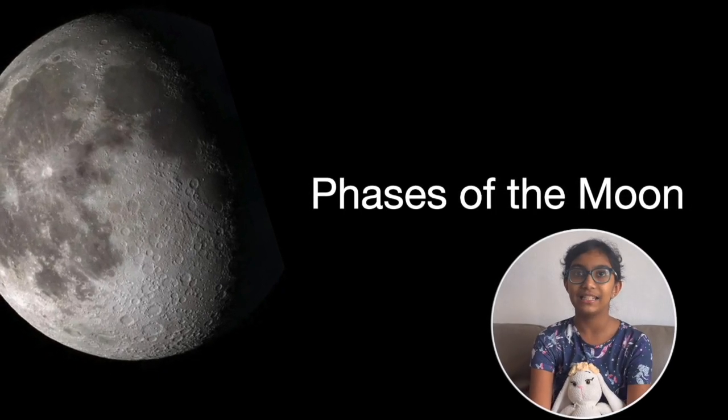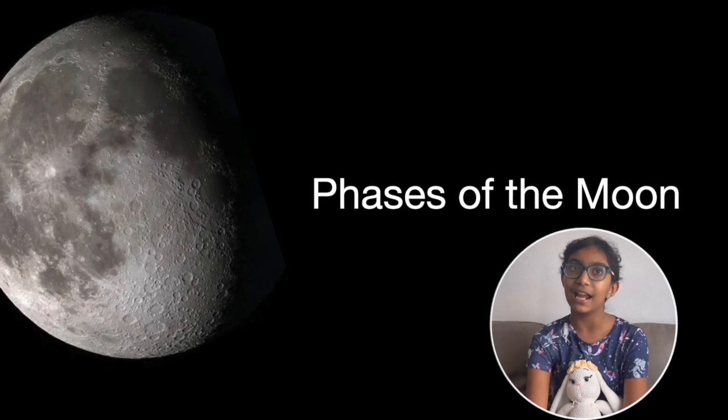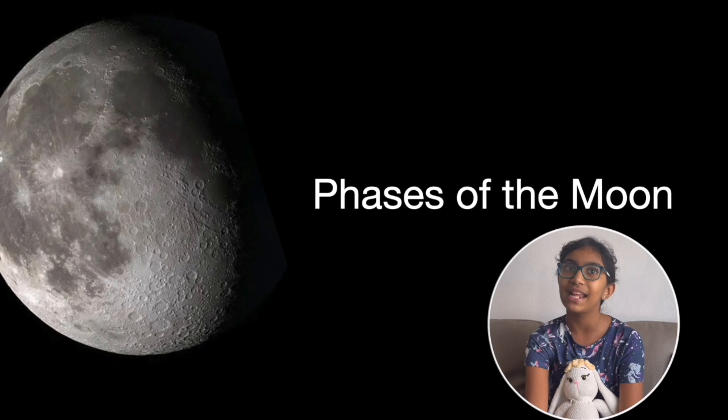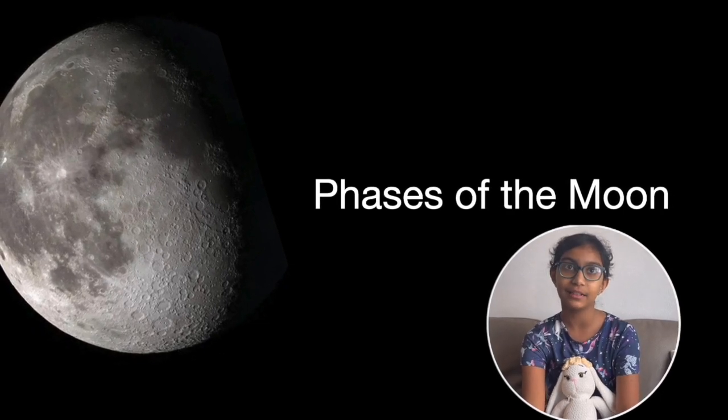Have you ever looked at the night sky and noticed that the moon changes shape? One night, it's a big bright circle, and another night, it's just a tiny sliver. But how does that happen? Is someone taking a bite out of the moon?